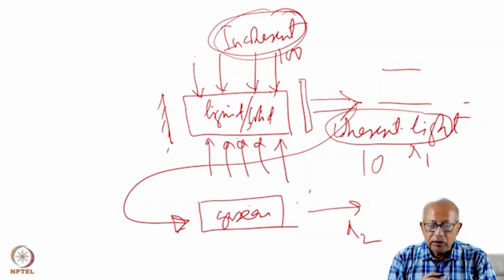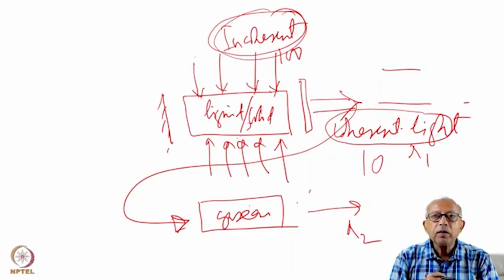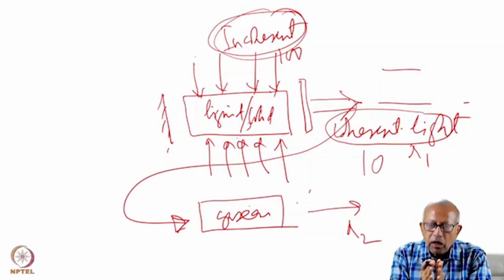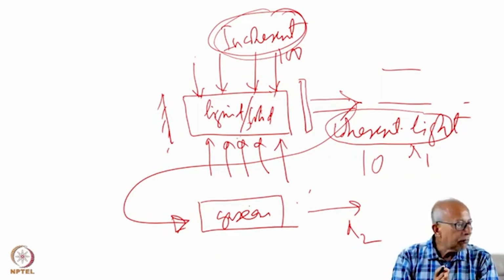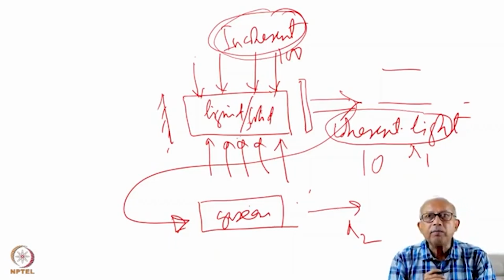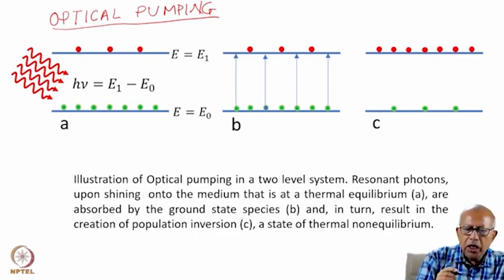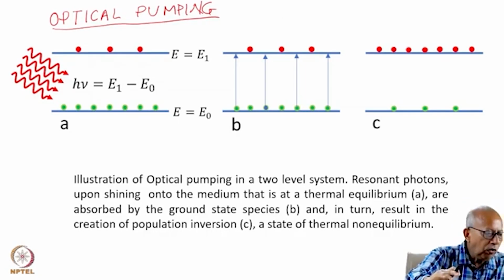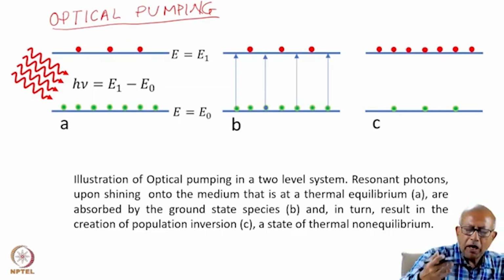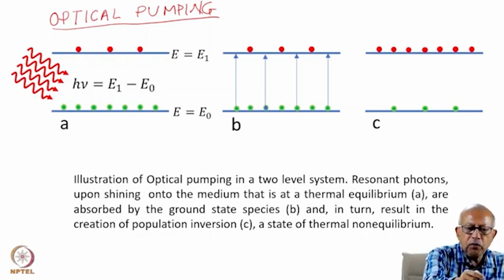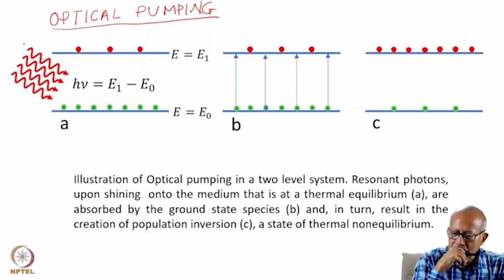Generally, optical pumping is used for pumping liquid and solid. It is more effective because the absorbing atoms or molecules are very closely spaced here, which does not allow light to escape. So what you do, you shine your medium. I'm showing just for the sake of understanding a two-energy system, and the resonant photons shine on this system.